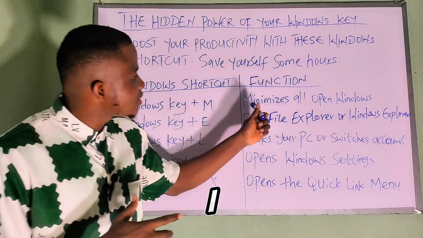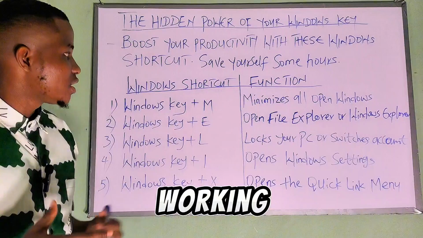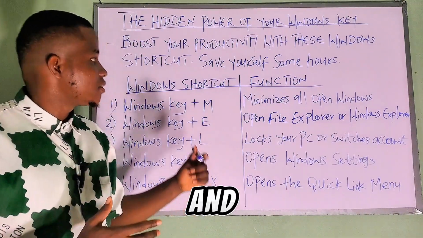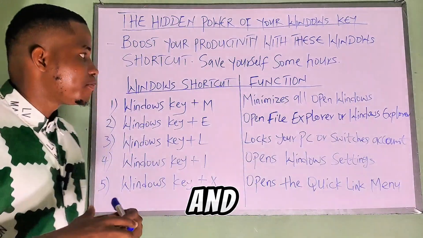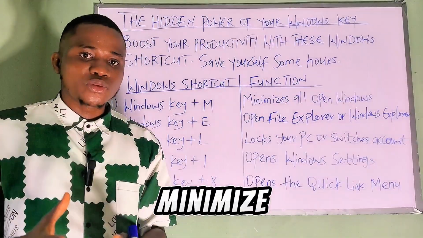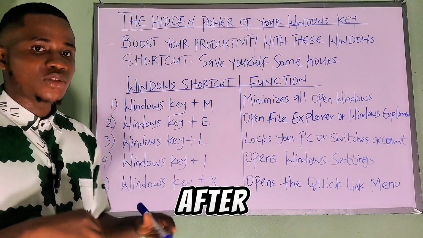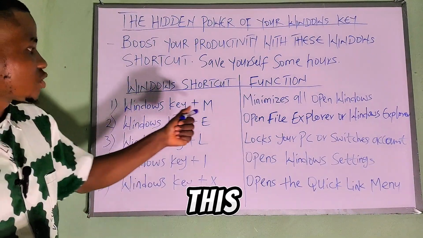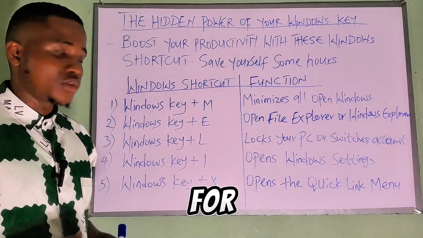So when I say minimize all your open windows, you know, like when you are working with your system and you have many open applications and maybe you want to minimize to desktop background to do something. Instead of minimizing them one after the other, just hit this shortcut Windows key plus M. It will minimize everything at once for you.